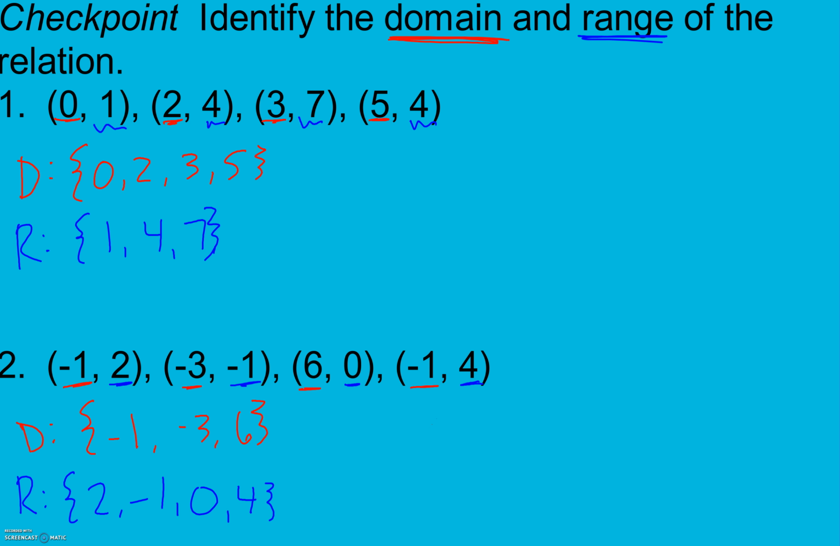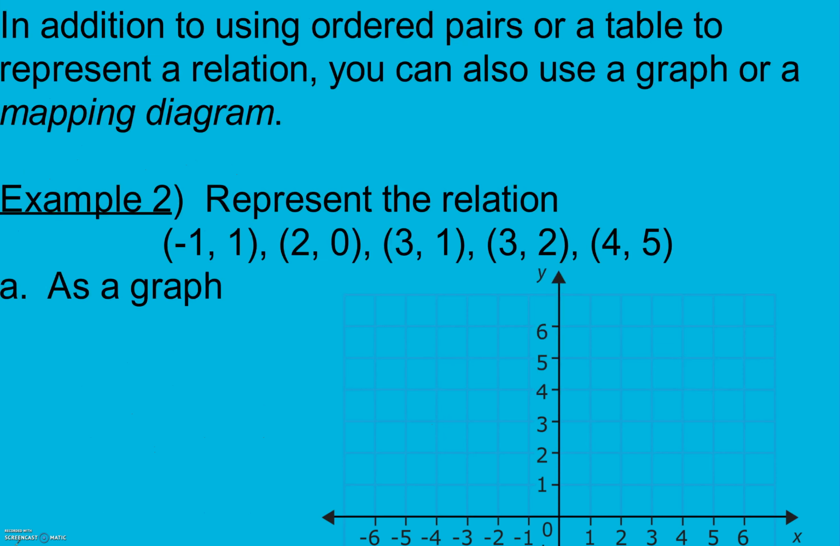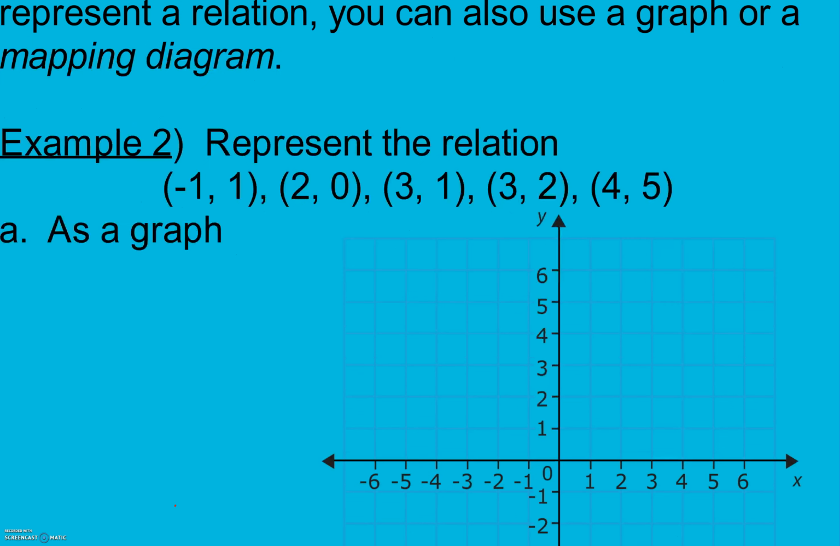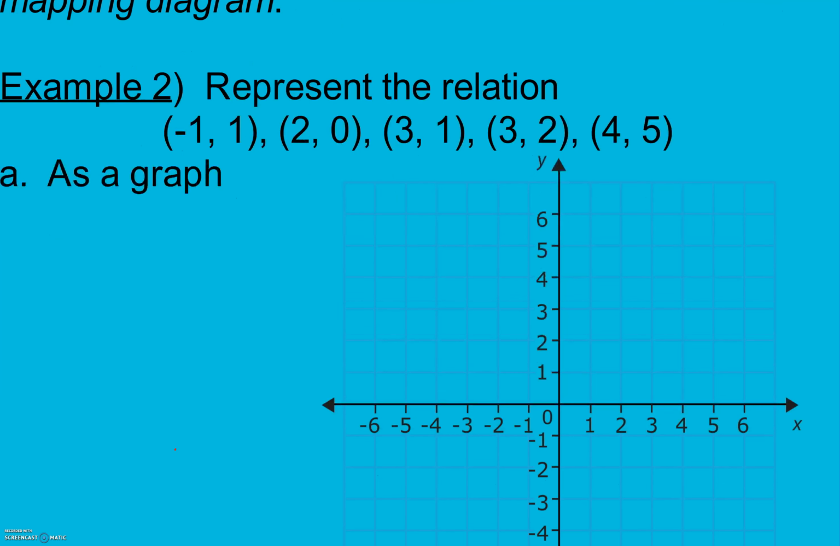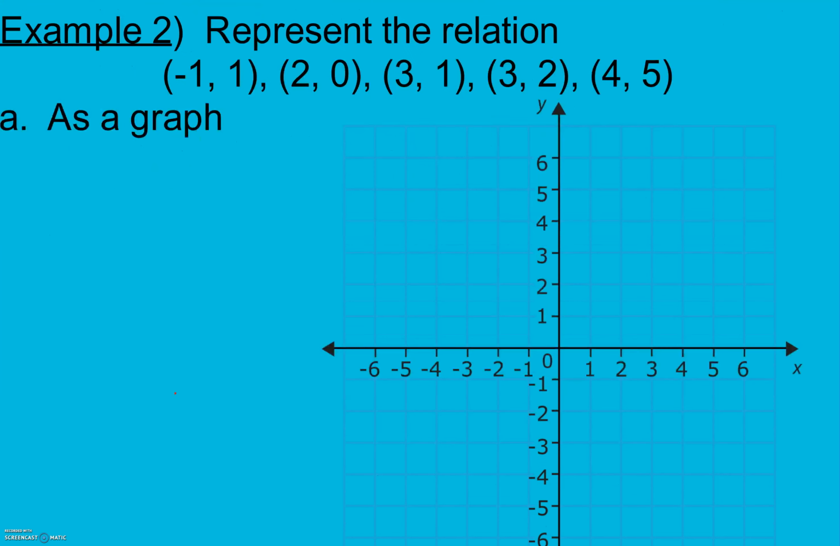We want sets here. In addition to using ordered pairs or a table to represent a relation, we can also use a graph or a mapping diagram. So we're going to represent the relation as a graph here. I'm going to take each one of these points and plot them. Remember, our points are x and then y, x and then y. So I'm going to go where my x is -1 and my y is 1.